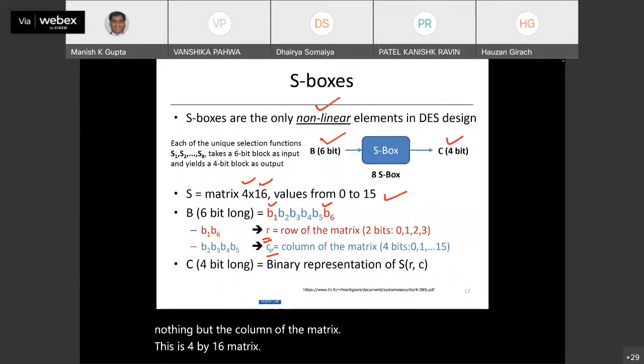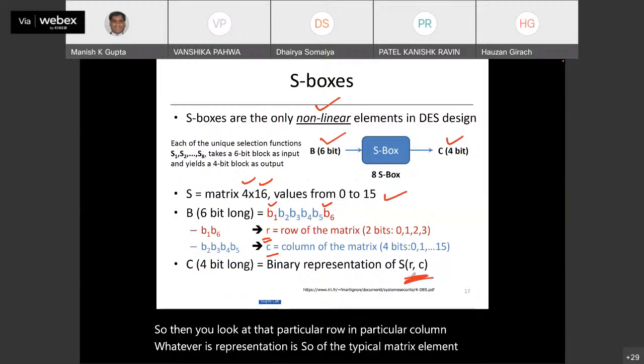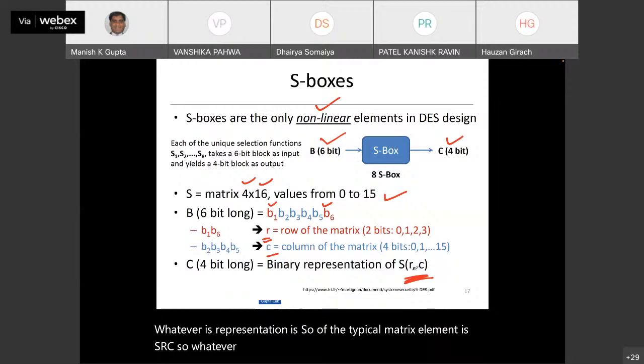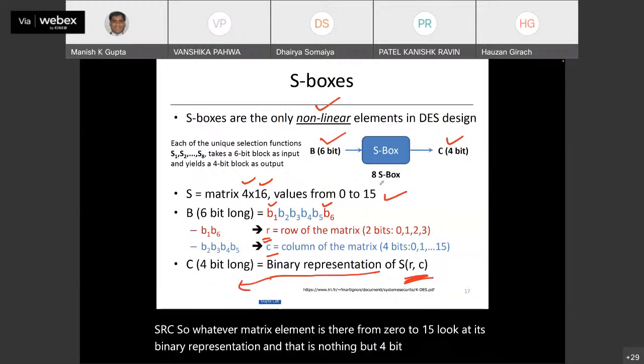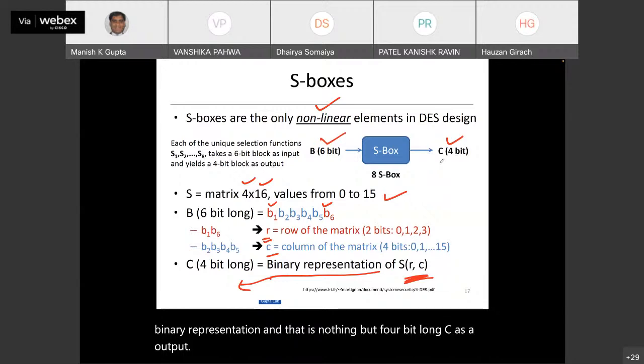So then you look at that particular row and particular column, and a typical matrix element is S_RC. So whatever matrix element is there from 0 to 15, look at its binary representation, and that is nothing but the 4-bit long C as an output. Got it? So let me give you an example here.